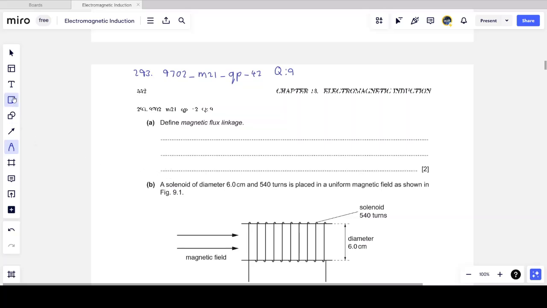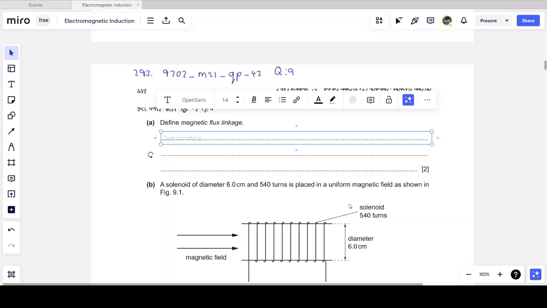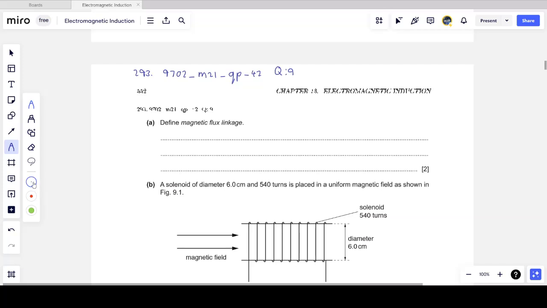The first thing they ask us is to define magnetic flux linkage. Now the definition should be, well, bread and butter for you. These are things that you can memorize. Now, what is magnetic flux linkage? If I think of magnetic flux linkage, it's BAN. So I can always write an equation. If I remember the equation, that will sort of help me with the definition.